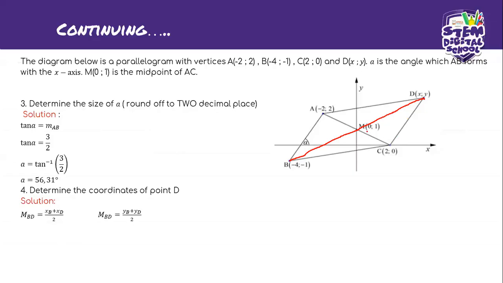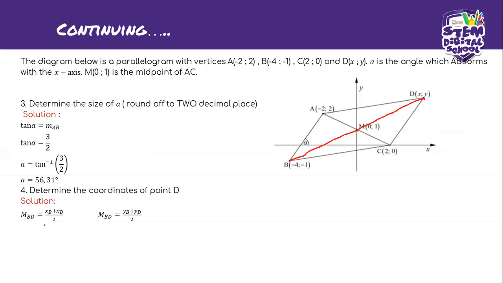You remember one of the properties of a parallelogram: the diagonals of a parallelogram bisect each other. Meaning the midpoint of BD is this point M. The same with the midpoint of AC, which is this point M. Meaning these two lines share the midpoint, and that midpoint is M, right? And we have the coordinates of M.